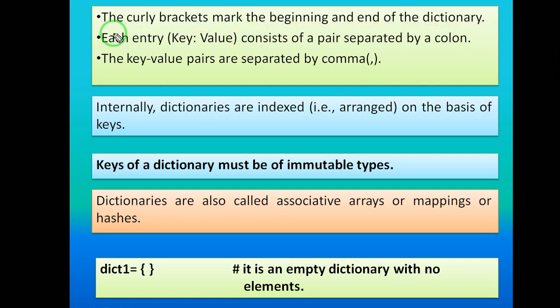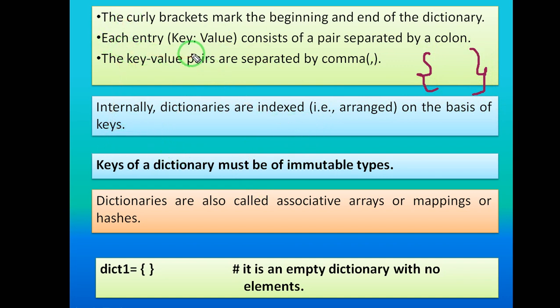In a dictionary, the curly bracket marks the beginning and end of the dictionary. So the dictionary should be enclosed within curly brackets. For creating a dictionary we use curly brackets. For a tuple we use simple brackets, parentheses, and for creating a list we use square brackets.